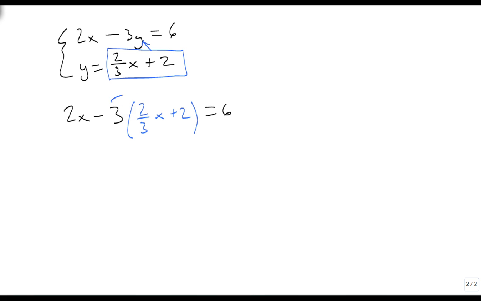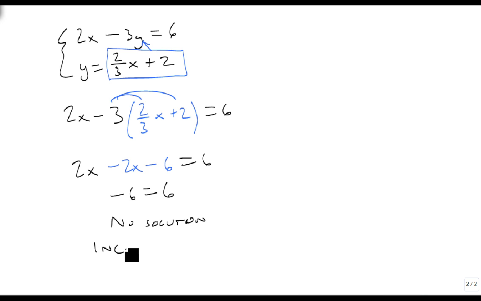When we distribute the minus 3 through, that gives us 2x minus 2x minus 6 equals 6. Well, 2x minus 2x is 0, and I'm left with the equation minus 6 equals 6. Since negative 6 never equals 6, this means that there's no solution and that this is an inconsistent system. No points will make it true, therefore it doesn't have an answer.